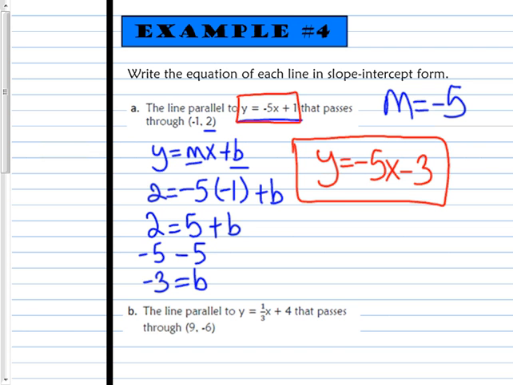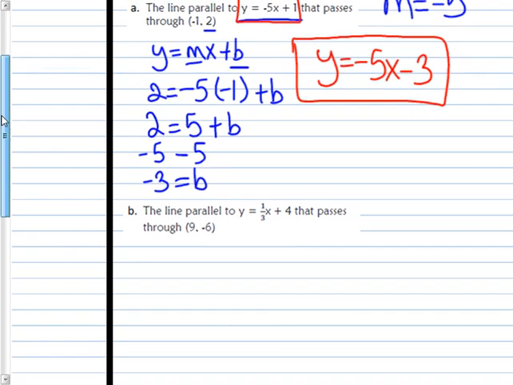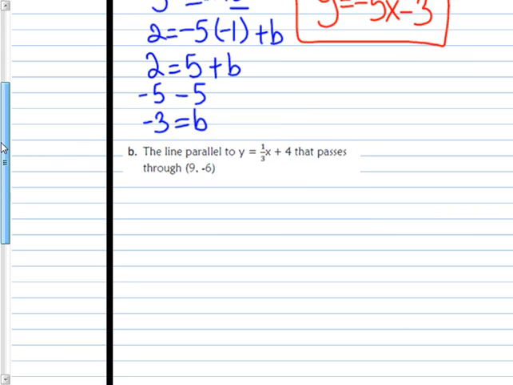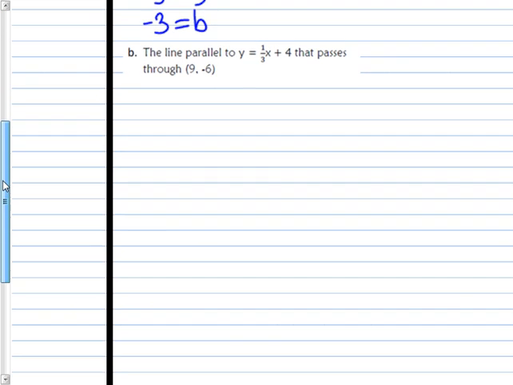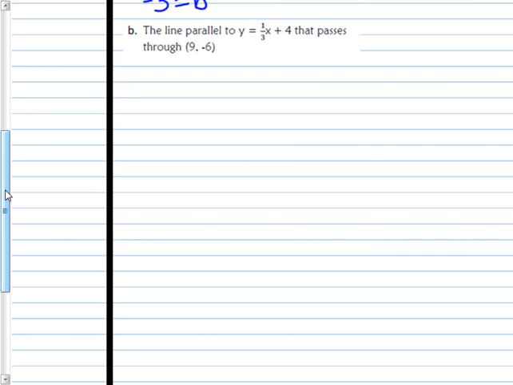Okay, so we're going to move on to example, we're still on example 4. This is point B, letter B. We need the line that's parallel to y equals 1/3 x plus 4, and that passes through the point (9, -6). Again, slope-intercept form is y equals mx plus b.